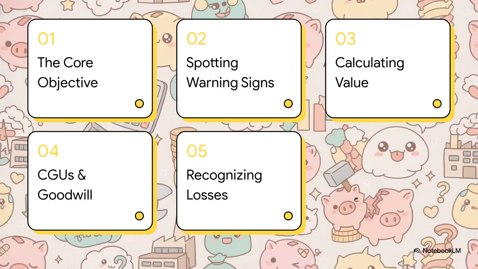Okay, so here's our roadmap for today. We'll follow the impairment life cycle step by step. First, the core objective, then spotting the warning signs, calculating recoverable amount, diving into the complex world of cash-generating units and goodwill, and finally, recognizing and reversing those losses.